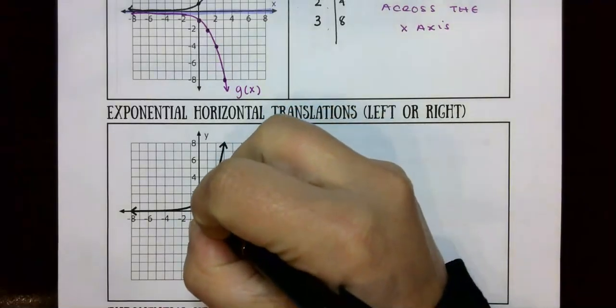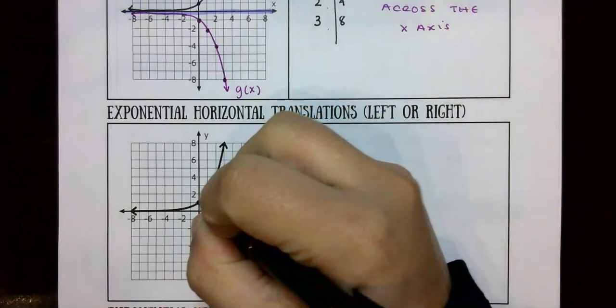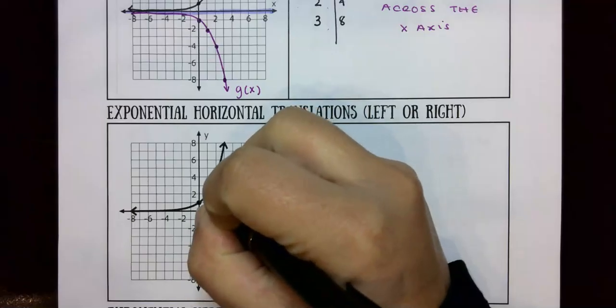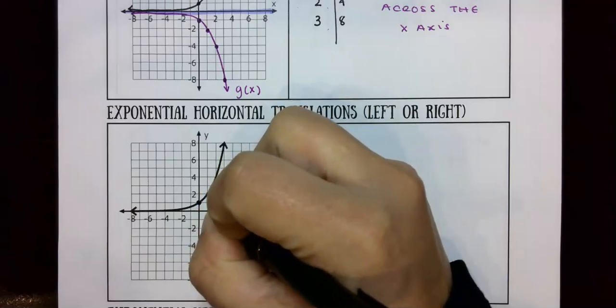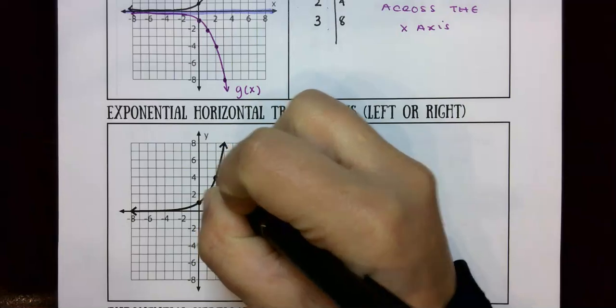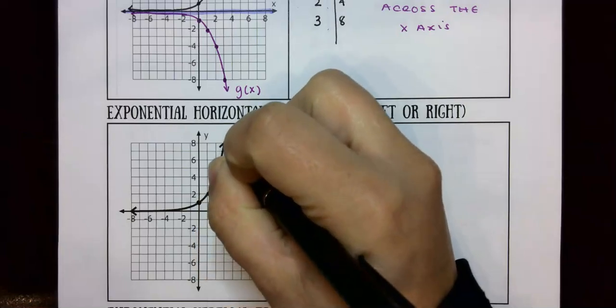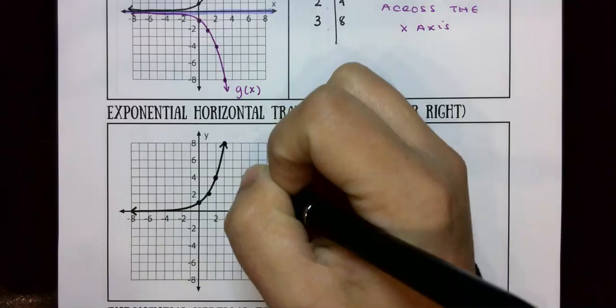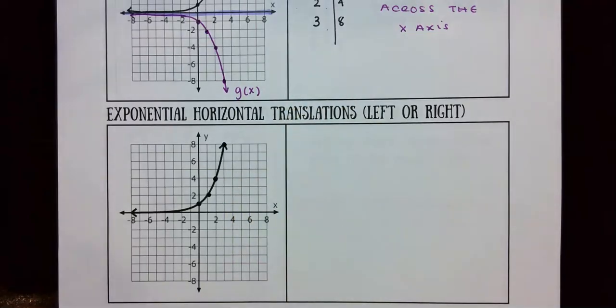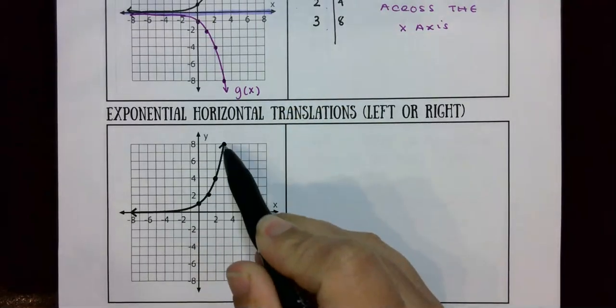And I'm going to start with 0, 1, 1, 2, 2, 4. And it might not be necessary, but I'm going to go ahead and use 3 and 8. Okay? You can get away with just doing these 3 points, but I'm going to go ahead and add that extra one.